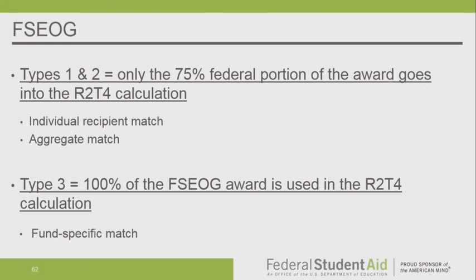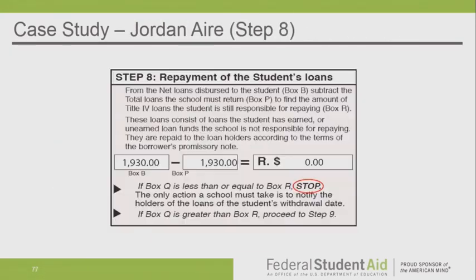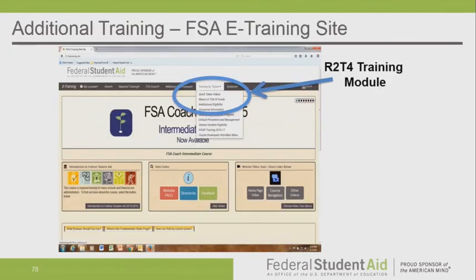Now, Dave mentioned to you that we have some case studies in the handout. So we're going to skip down to slide 78. Here, you can use those, go back home and look at those case studies, and they'll help you understand. I want to talk to you just a second here about some resources that are available to you if you want to know more and learn more about how to do R2T4.